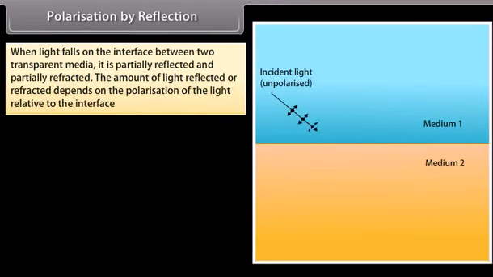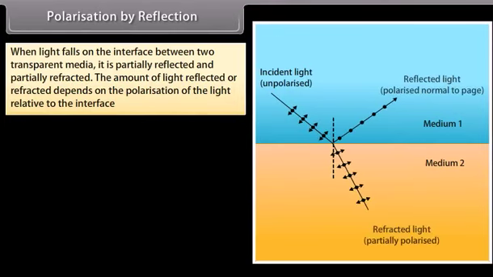Polarization by reflection. When light falls on the interface between two transparent media, it is partially reflected and partially refracted. The amount of light reflected or refracted depends on the polarization of the light relative to the interface. Consider an unpolarized light striking the interface between medium 1 and medium 2.